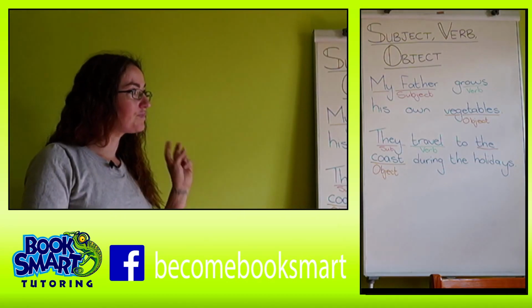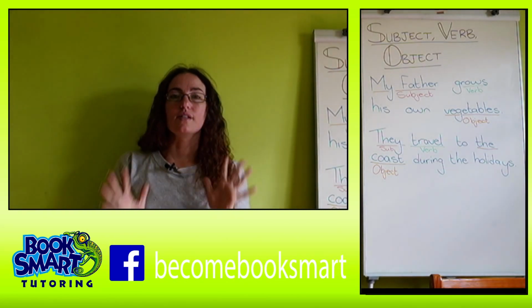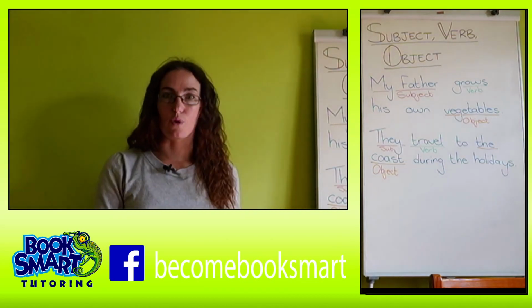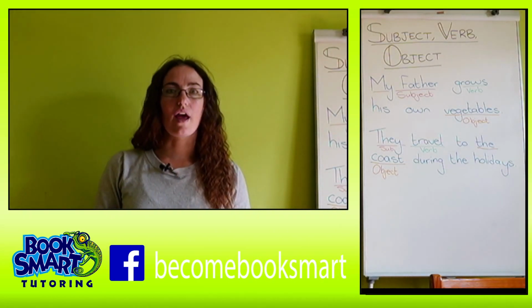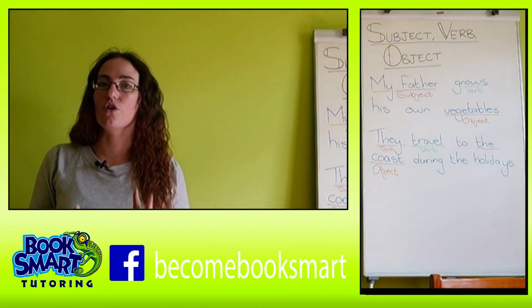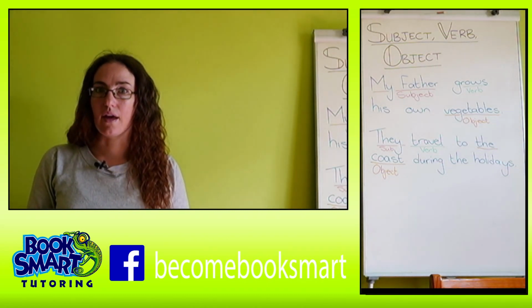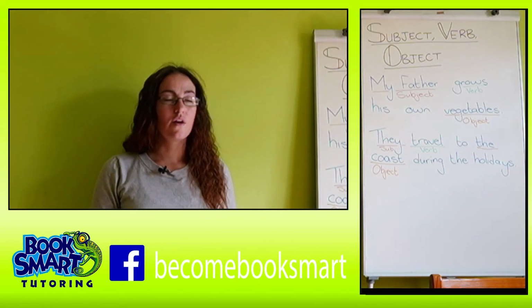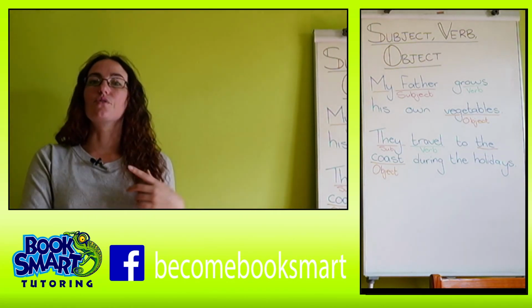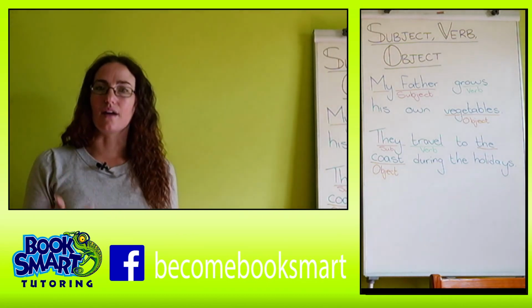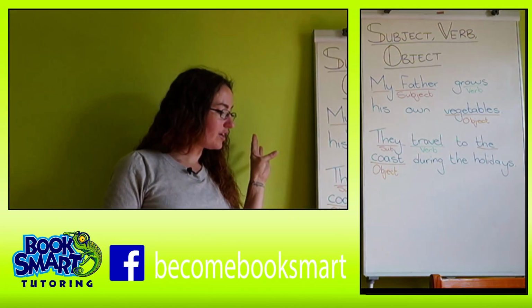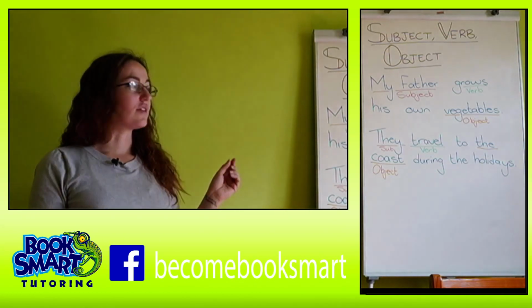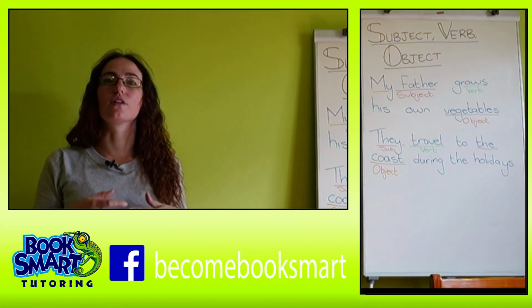So just to recap, subject, verb, and object. For a sentence to be a sentence, every sentence must have a subject and a verb. It has to. If it does not have a subject and it does not have a verb, it is not a complete sentence. Okay? Most sentences will have a subject, verb, and object. The verb in your sentence is obviously your doing word. It is the action that is being done. Okay? Your subject is the person or thing that is doing the action. And the object is the person or thing that is having the action done to it.